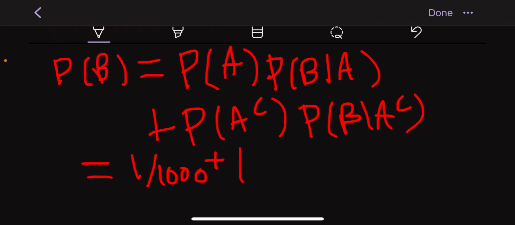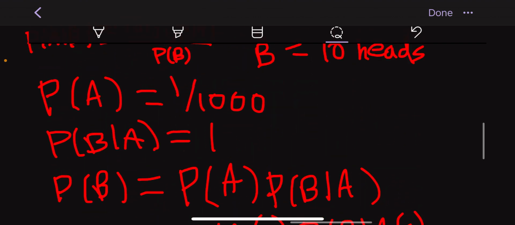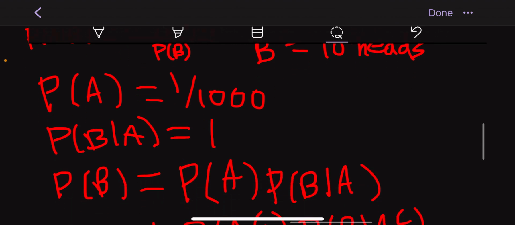So now let's take a look at the second term. The probability of A complement, well, there's 999 coins. Sorry, this should be a multiplication. So the probability of A complement is 1 minus probability of A, or the probability that we choose one of the 999 fair coins. And then probability of B given A complement. So if you choose a fair coin, what's the probability that we get 10 heads, that we get heads for all 10 flips? This is 1/2 to the 10th power, which is 1 over 2 to the 10, which is equal to 1 over 1024. Okay, so now you can see that we actually have all three probabilities that we need to compute probability of A given B, so now we can just plug them into Bayes rule.